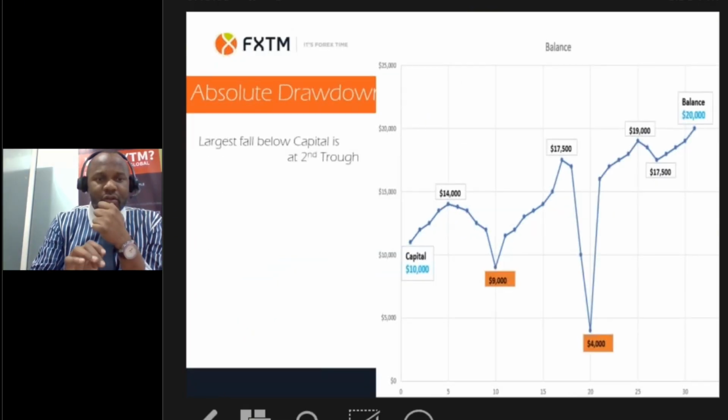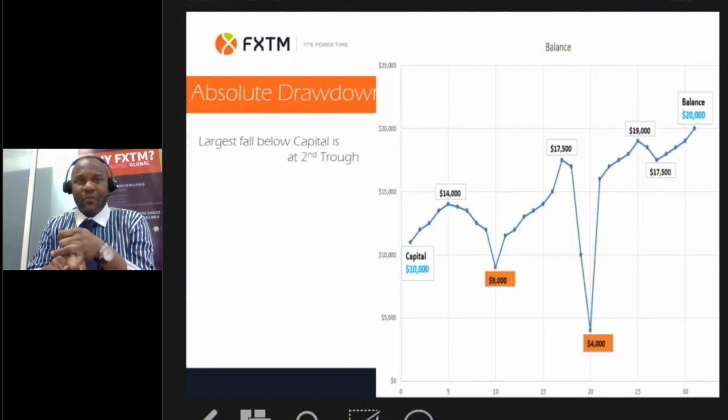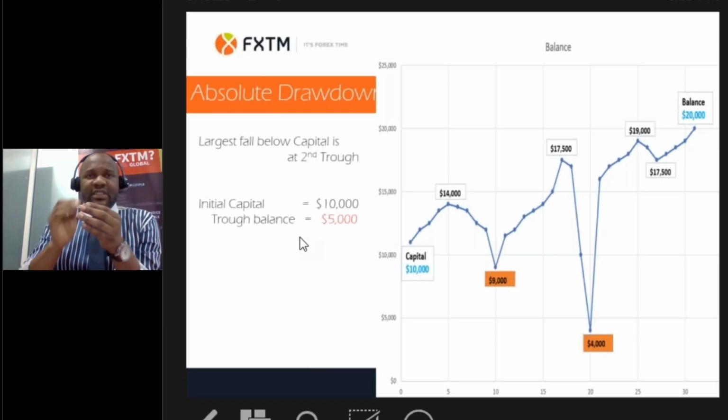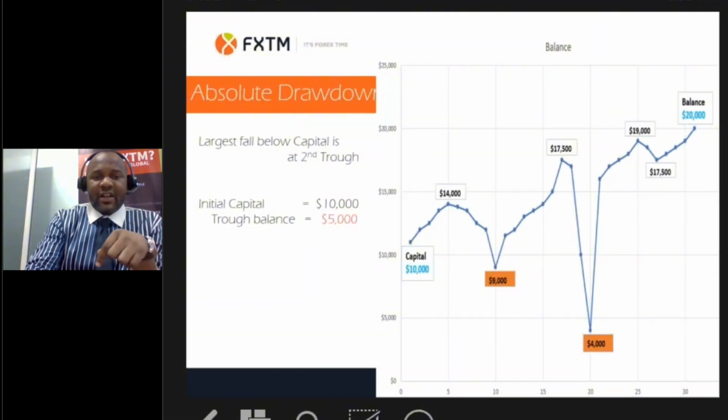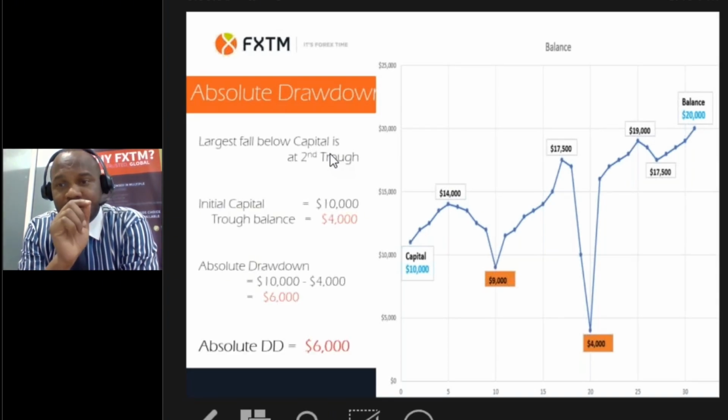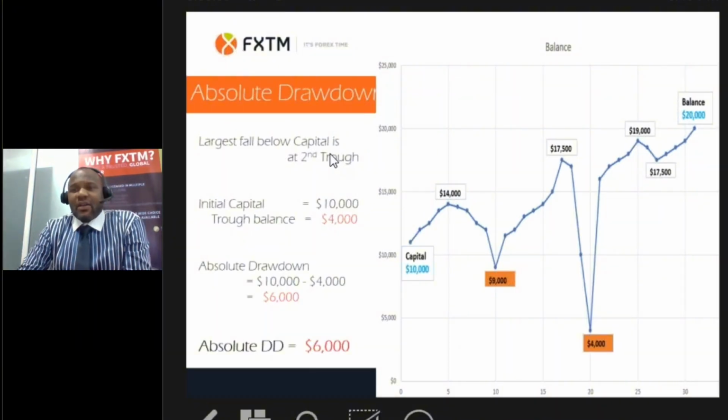Now look at this. The largest fall below capital is at the second trough. The largest fall was at the second trough. That's when it fell from $17,500 to $4,000. That's the largest fall. So how do we calculate it? It's simple. It just says initial capital, which was $10,000, and then it fell down to the trough balance of 4,000, not 5,000. So this is 6,000. So absolute drawdown will show $6,000, which means how far the guy fell.